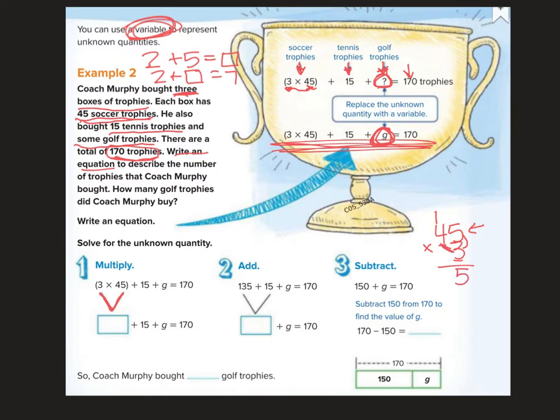3 times 4 is 12, plus 1 more is 13. So that means 3 times 45 is 135. Then I bring everything else down. Sometimes kids think, oh, maybe I don't have to bring down the equals 170. You bring everything down. Okay, notice everything came down.